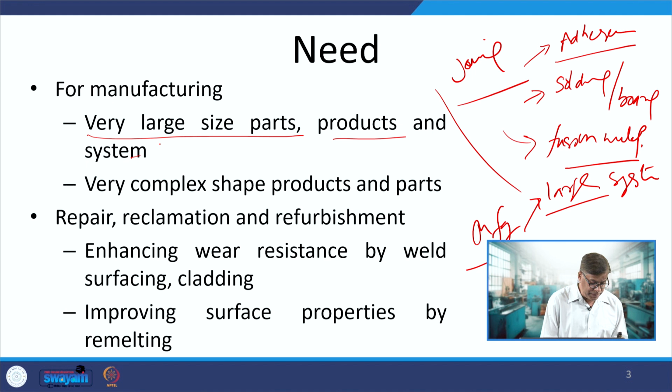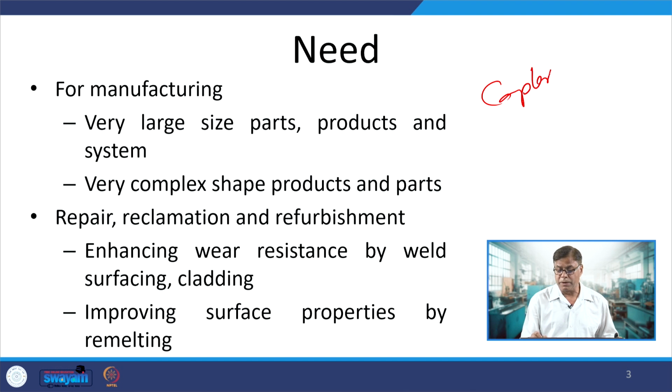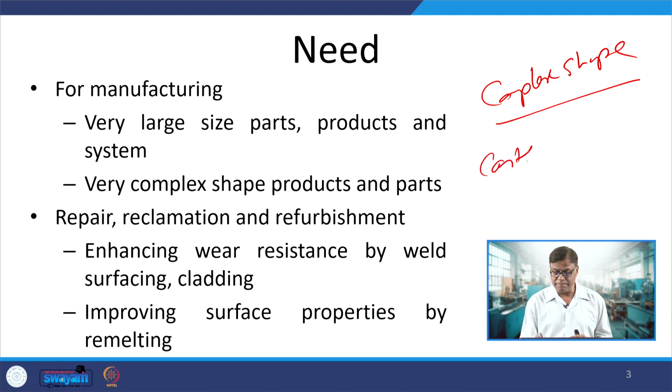Another reason for the use of joining in manufacturing is making complex shape products. Relatively simple shapes we can make by casting and forming, but if the product is very complex and very large, then those conventional manufacturing processes are not found to be workable.